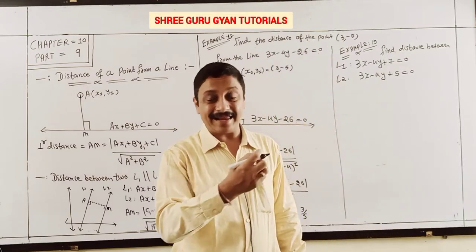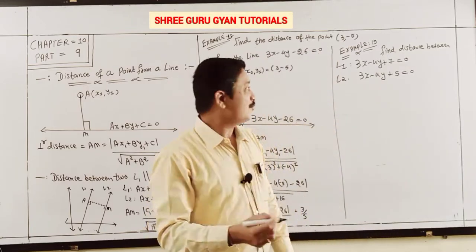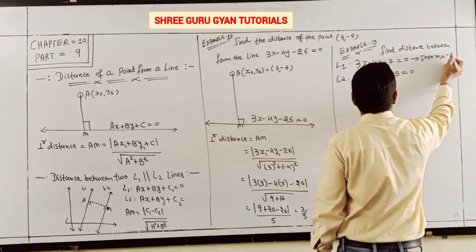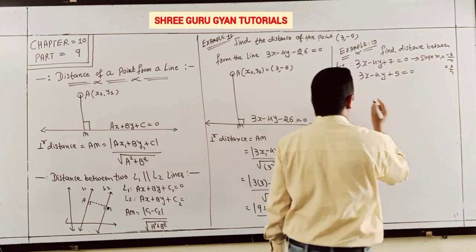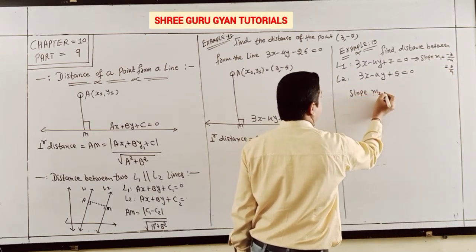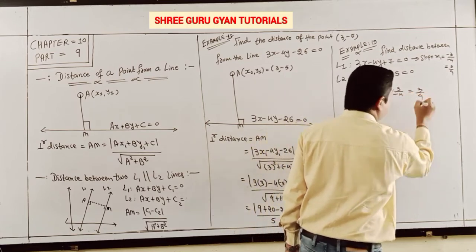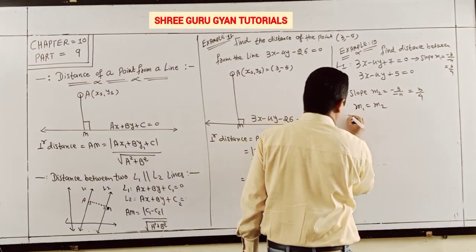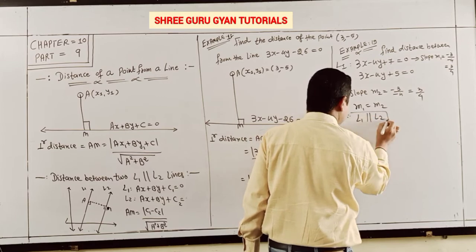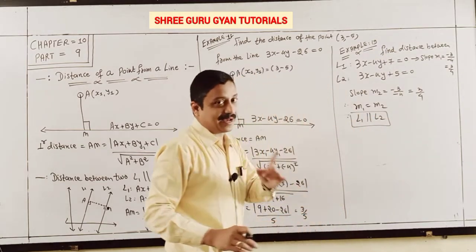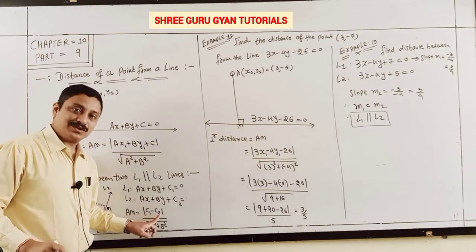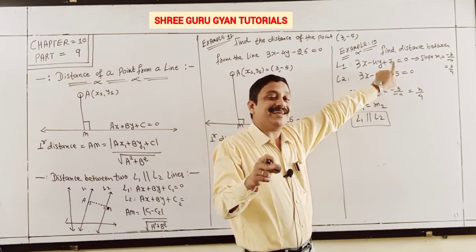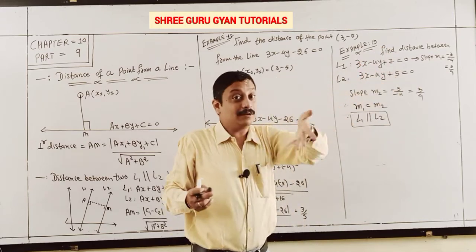But first check that the lines are really parallel. Find the slopes. Slope m1 is minus a by b, which means 3 by 4. And here the slope, if you find it as minus a by b, is 3 by 4. Both are the same, so m1 is equal to m2, so L1 is parallel to L2. Now I apply this formula, c1 minus c2. Students, I take c1 as 7, c2 as 5, either way, and a and b are 3 and minus 4.